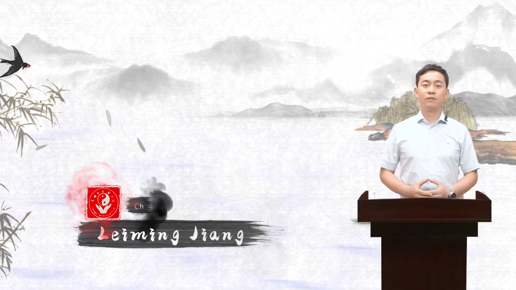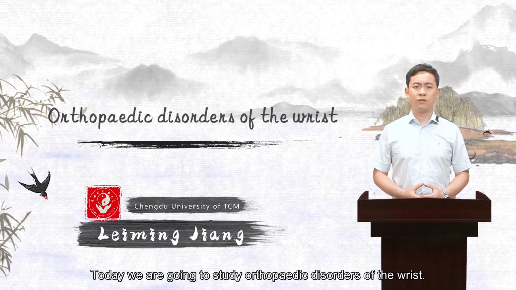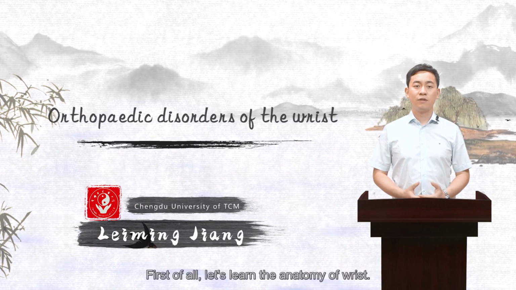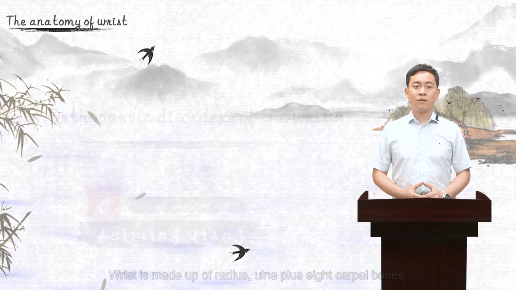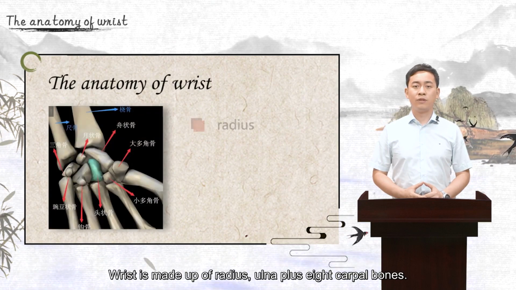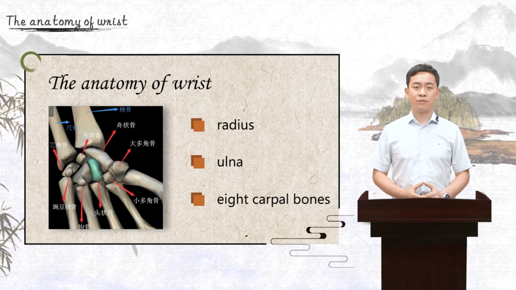Hello everyone. Today we are going to study orthopedic disorders of the wrist. First of all, let's learn the anatomy of the wrist. The wrist is made up of the radius, ulna, plus 8 carpal bones.